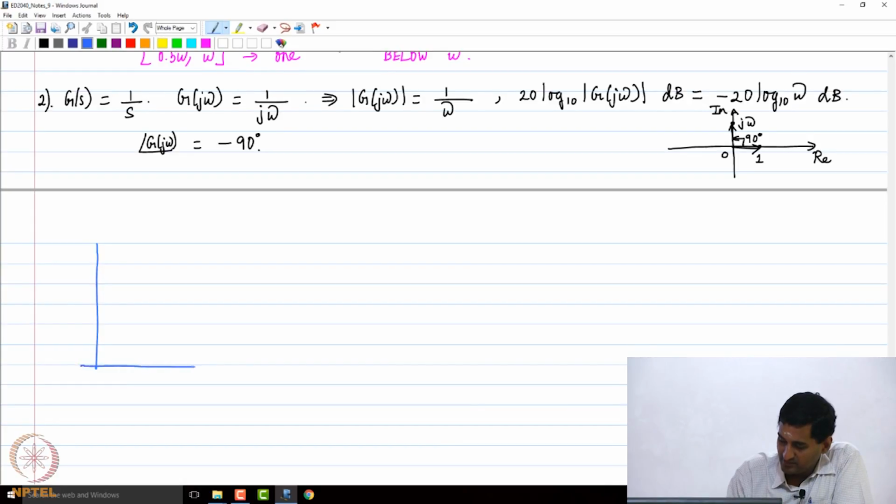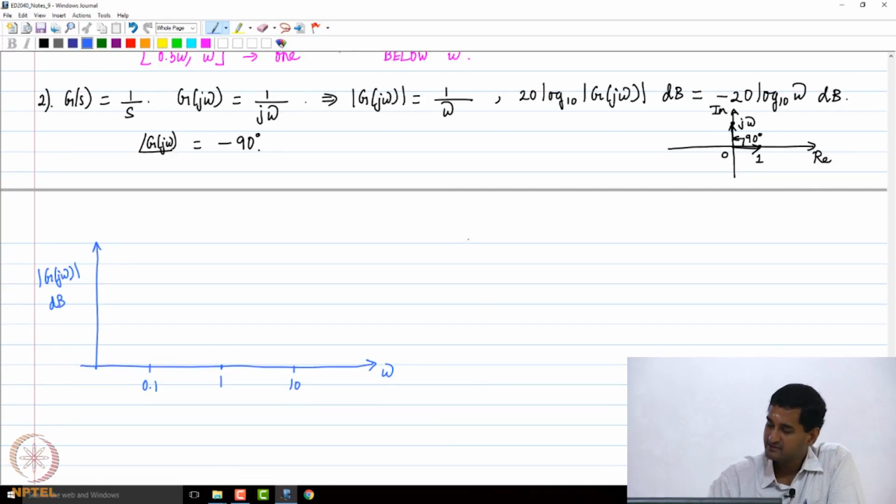And then see how we get those values. So let us say I start with 1, I go to 10, then I go to 0.1, and this is the magnitude of G of j omega in decibels.